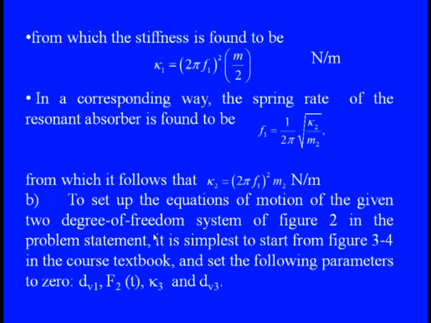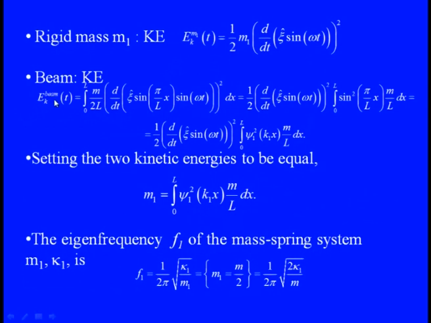So, this is the eigen frequency, and for the stiffness part, k1 is equal to 2 pi f1 whole square times m by 2. Or else, we can say the spring rate, the stiffness of the resonant absorber, can be obtained from f1 equals 1 by 2 pi square root of k2 by m2. So we can show k2 as 2 pi f1 whole square into m2. So these expressions make clear what exactly the kinetic energies are: the kinetic energy for mass m1, the kinetic energy for mass m2, the eigen frequencies, and we can get the spring rate or stiffness for the absorber and for the entire wagon wherever required. So, k1 and k2 can be easily obtained.